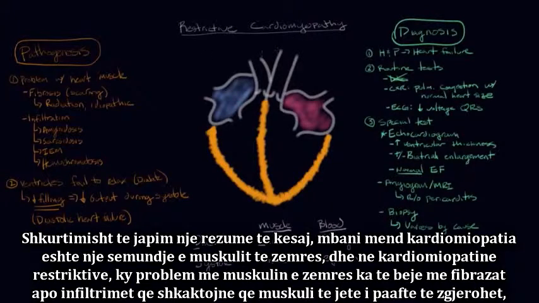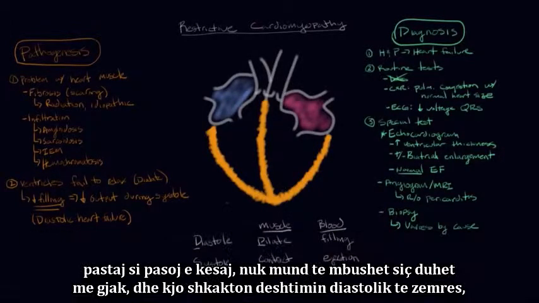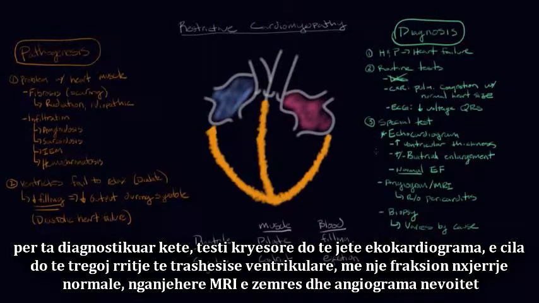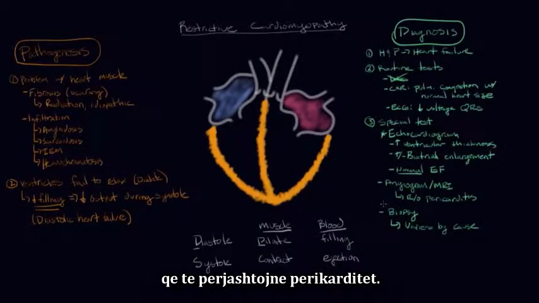So to briefly recap this, remember that cardiomyopathy is a disease of the heart muscle. And in restrictive cardiomyopathy, this problem of the heart muscle has to do with fibrosis or infiltration that causes the muscle to be unable to dilate and therefore fill properly with blood. So it causes a diastolic heart failure. And to diagnose it, the main test is going to be an echocardiogram, which will show increased ventricular thickness with a normal ejection fraction, and sometimes a cardiac MRI or angiogram needs to be performed to rule out pericarditis.